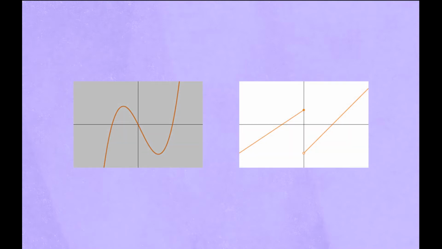We see that the graph on the left is made up of one smooth piece. You could draw this graph without removing your pen from the paper. The graph on the right, however, is made up of two pieces. The line is broken, so we'd have to lift our pen up if we were sketching it.